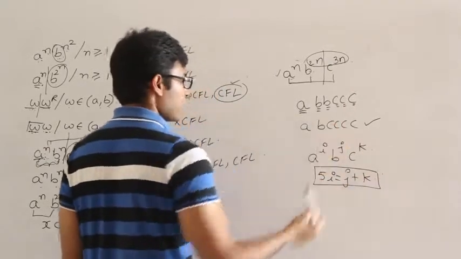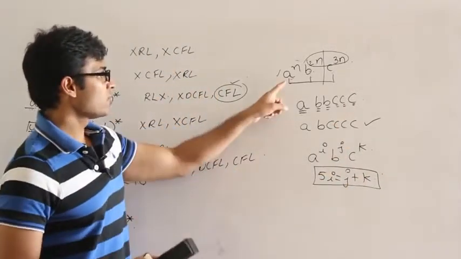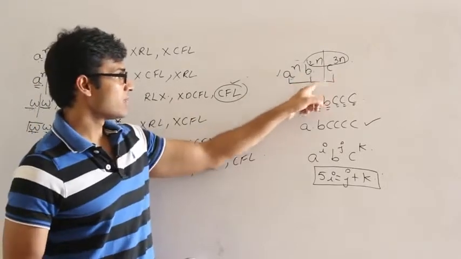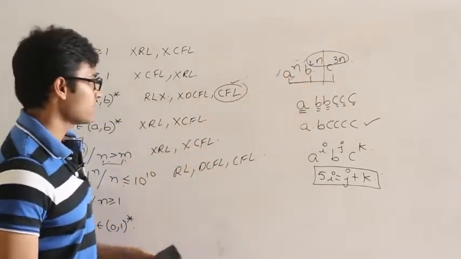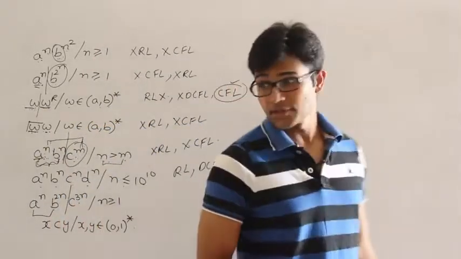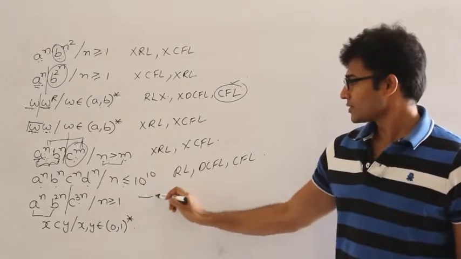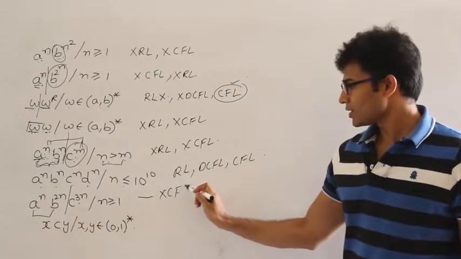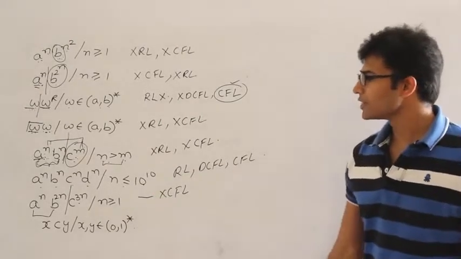So we cannot apply the logic that for every a I'll push 5 a's, and for every b and c I'll keep on popping a's. That doesn't work here. So definitely it is not possible, and it is not context free language. So this language is not context free. If it is not context free, it is not regular, or it is not deterministic.